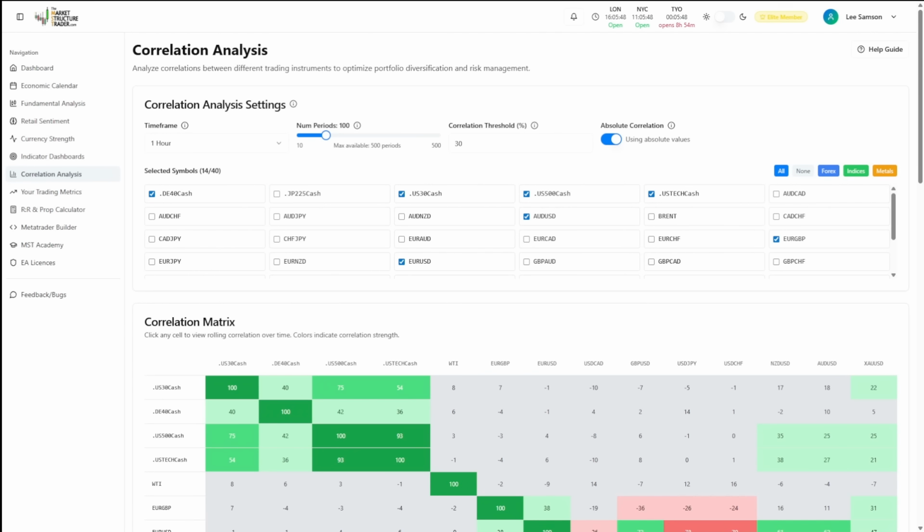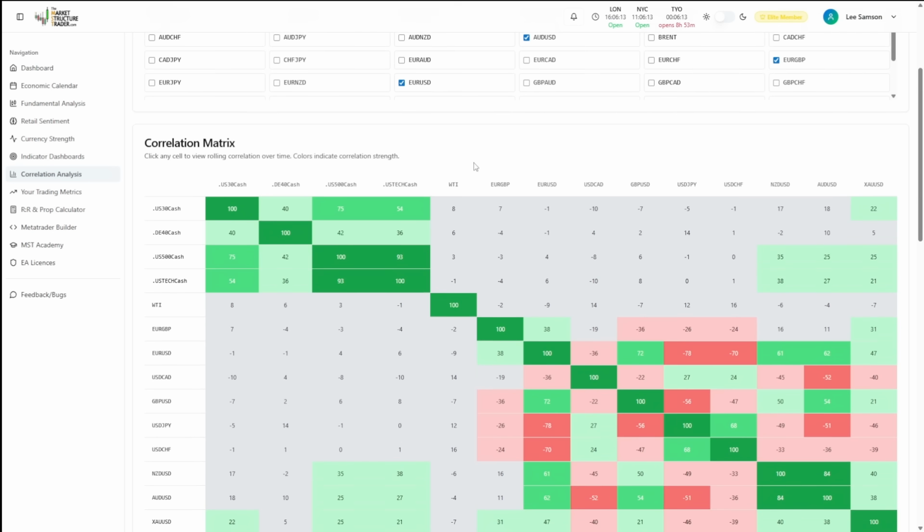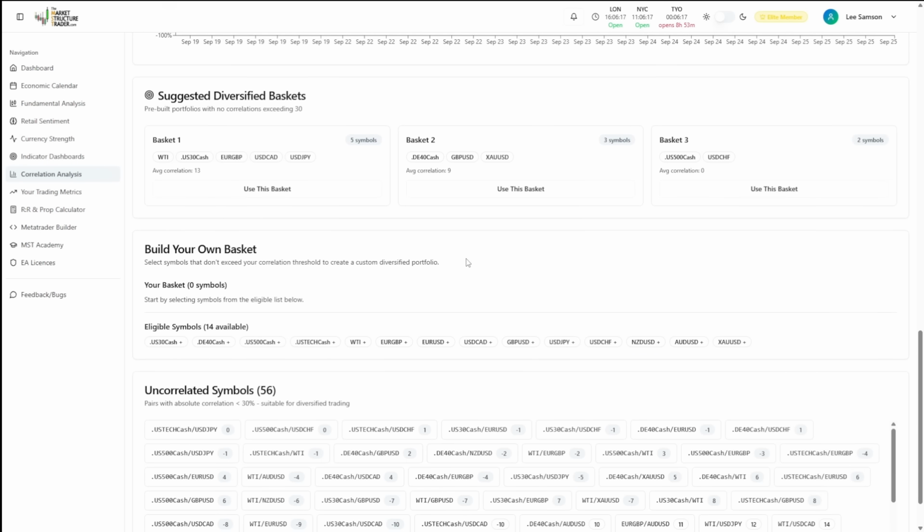If you want to select a bucket or a portfolio of symbols to trade, if you're looking to trade multiple symbols on the same account, maybe with the same strategy, you can use the correlation threshold to identify symbols which will not be heavily correlated. So if you select 30 on the correlation threshold here, what we will find is symbols that have no more than 30% correlation with each other.